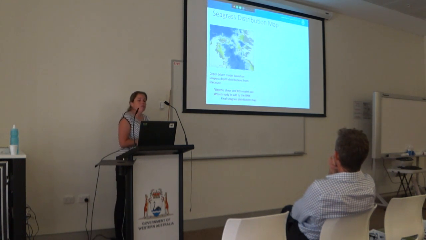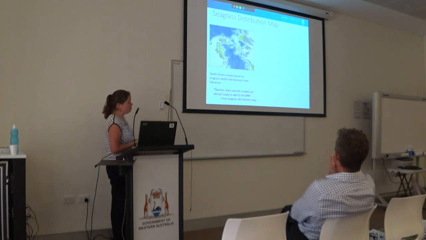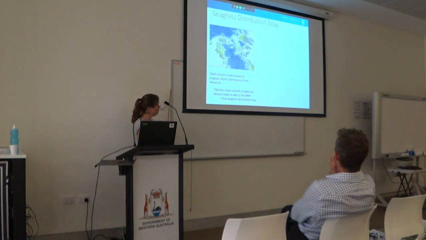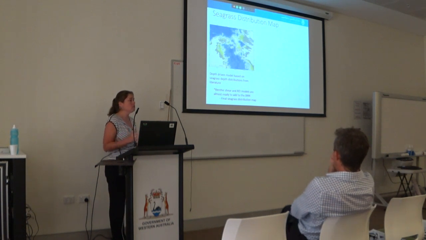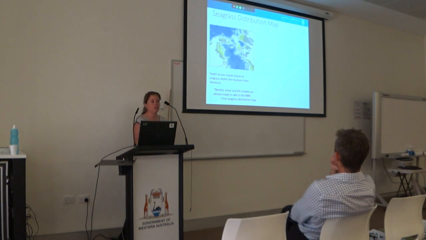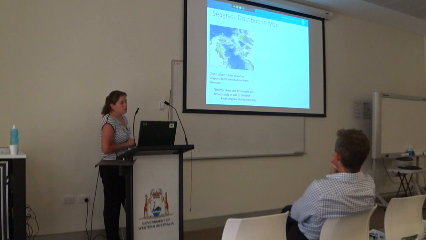So just an example of something that I'm trying to achieve. This is just a seagrass distribution map. Now this is just playing around with some of the different variables. This is just a depth-driven model, looking at seagrass depth distributions based on the literature. So this is definitely an open prediction of where you're going to find seagrasses because we don't have all the other variables incorporated here.